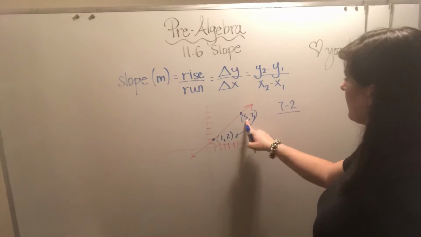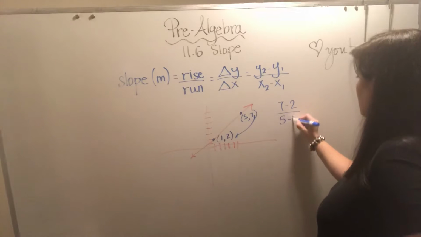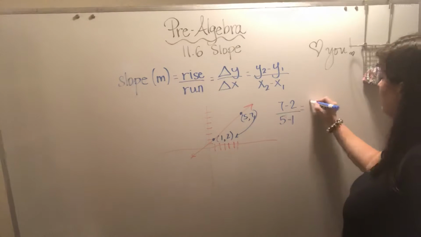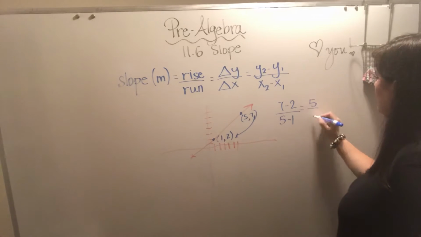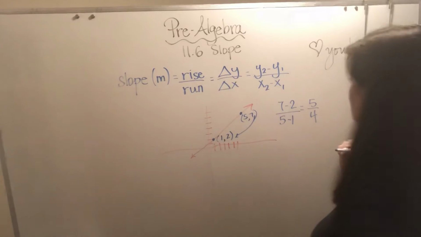Over x2 minus x1. Okay, and we get 7 minus 2 is 5. 5 minus 1 is 4. Okay, so that's the slope of that line.